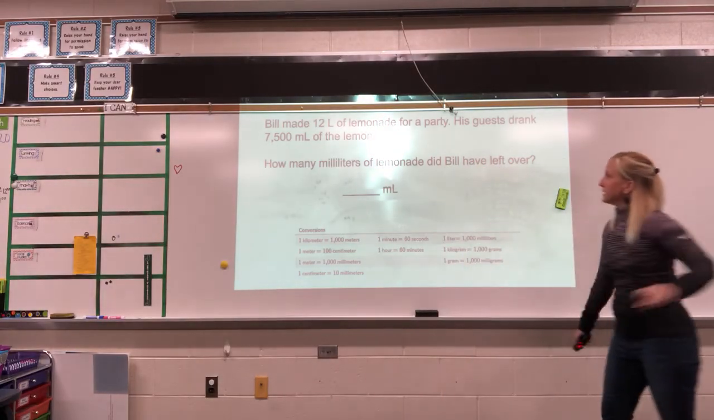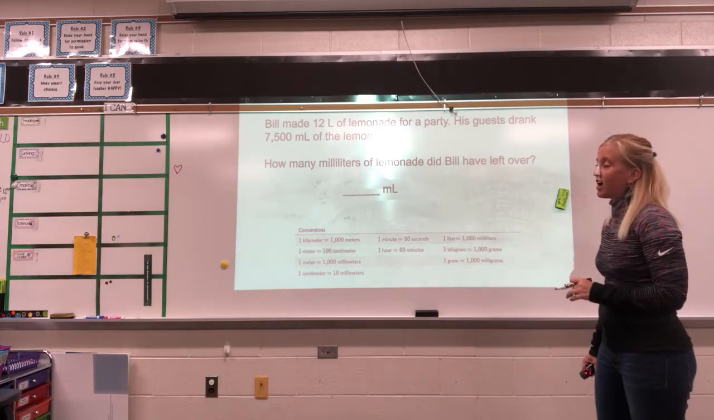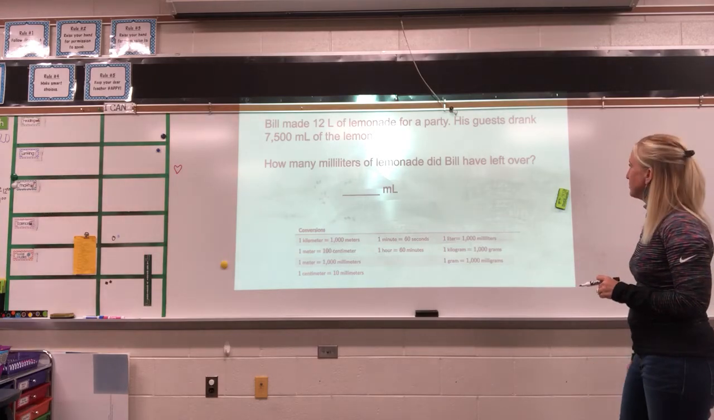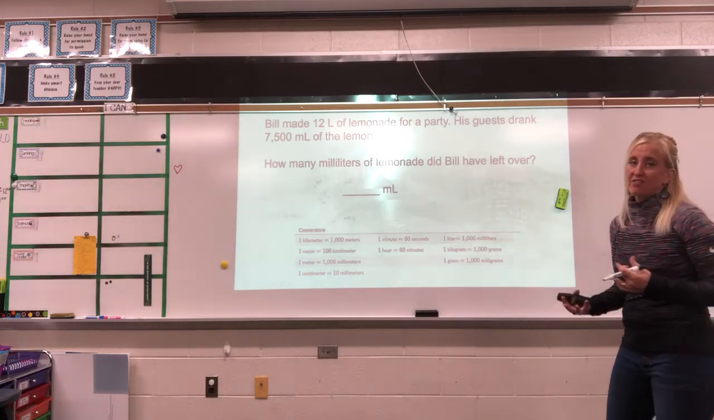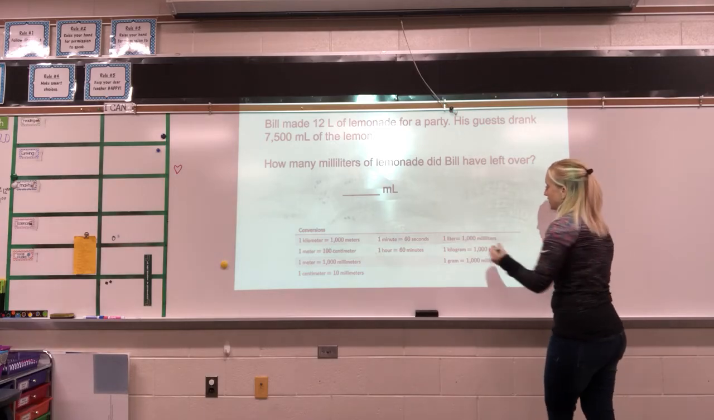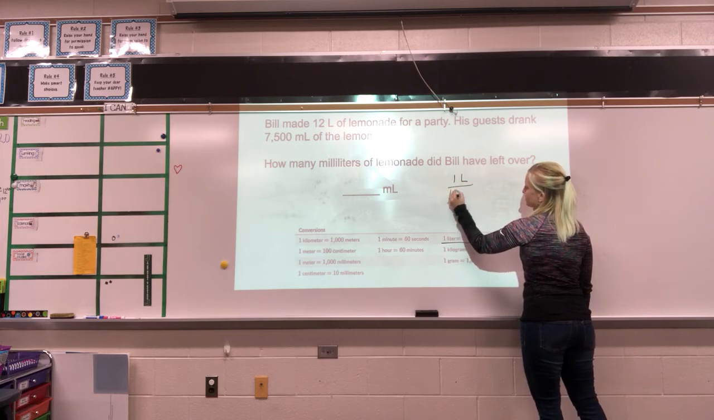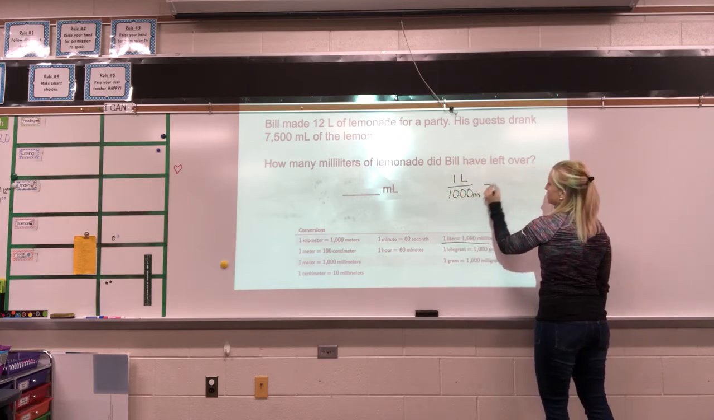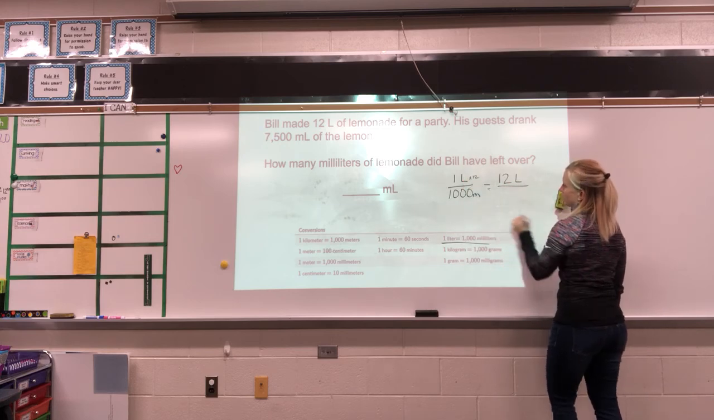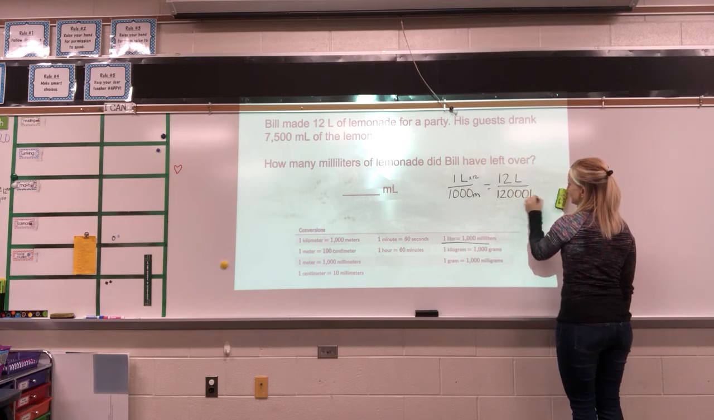Bill made 12 liters of lemonade for a party. His guests drank 7,500 milliliters of the lemonade. How many milliliters of lemonade did Bill have left over? So we need to figure out how many milliliters he started with. Well, if he's got 12 liters, 1 liter is 1,000 milliliters. So 12 liters, 1 times 12 gives me 12, so that's going to be 12,000 milliliters.